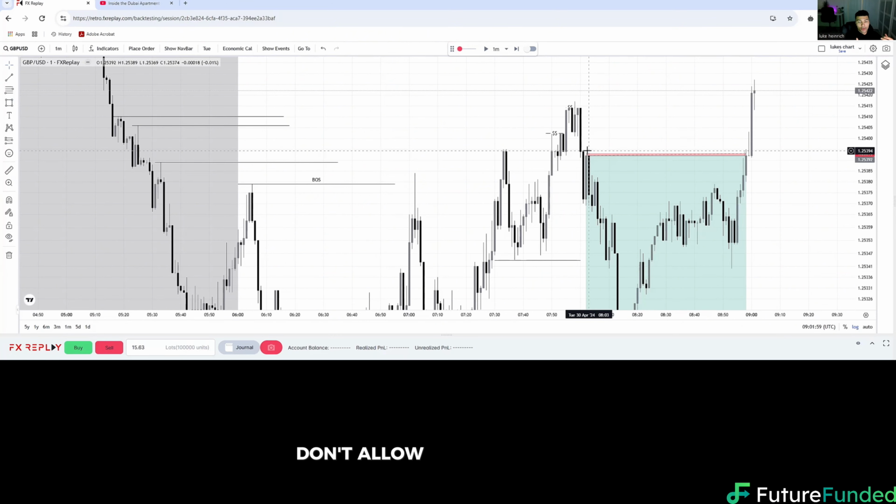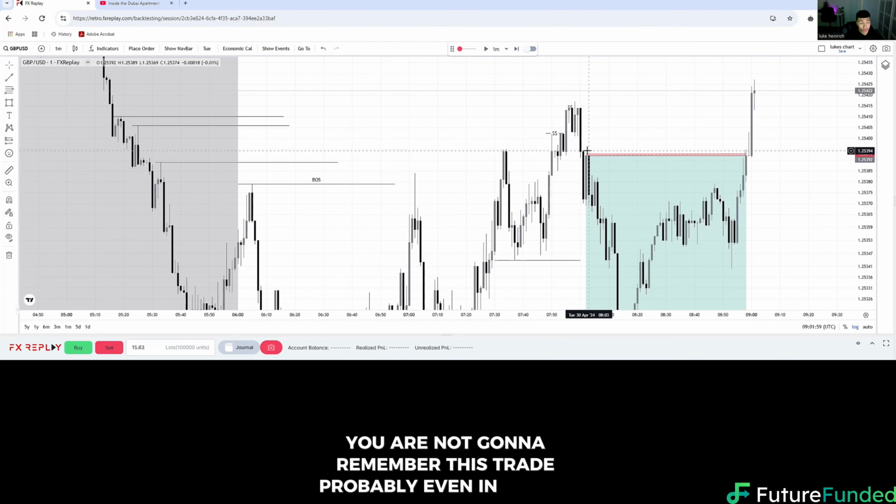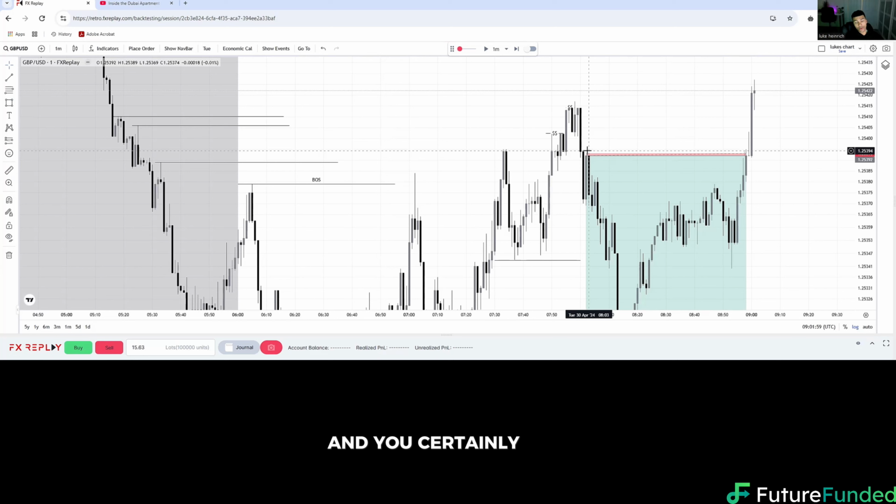Don't allow yourself to get drawn into this trade out of the fear of missing it. The fear of missing out is a huge thing in trading, but you just have to think of it like a business. Think of it over the long term. You are not going to remember this trade probably even in a week, let alone a month. And you're certainly not going to remember it at the end of the year when you're doing your year-to-date results. So I hope that helps, guys.